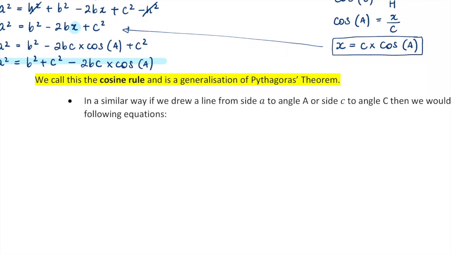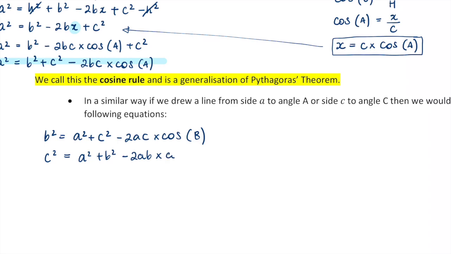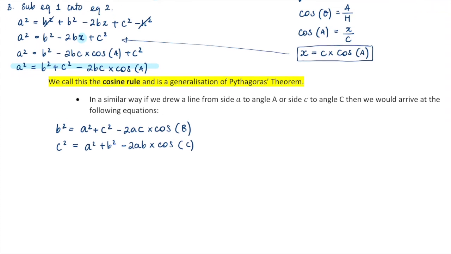I've written here in a similar way, if we drew a line from side A to angle A or side C to angle C, then we would actually arrive at the following equations. So for example, we would end up with b squared is equal to a squared plus c squared minus 2ac times cos of angle B. And then we would have c squared is equal to a squared plus b squared minus 2ab times cos of angle C. So these are the three cosine rules that we can derive depending on what I've asked you to find.